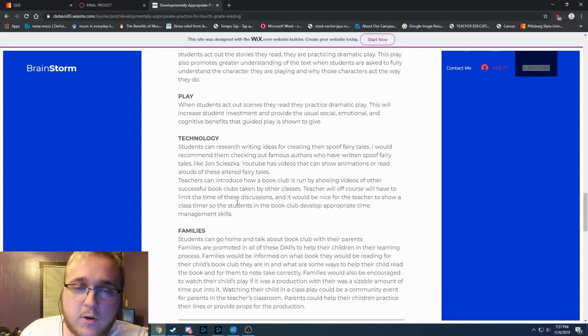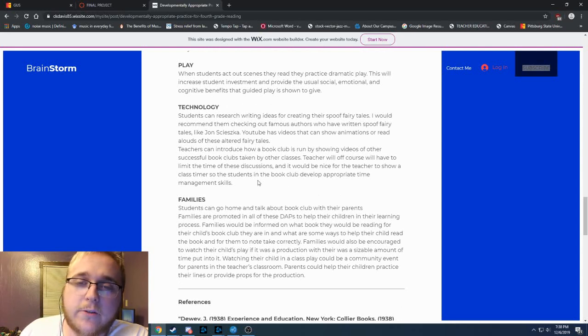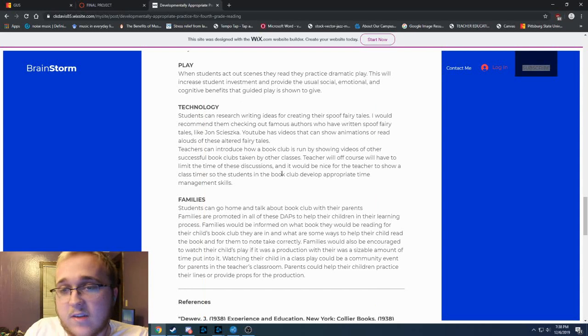Play is integrated in the reading practice with the use of dramatic play. This will help them develop emotional perspective and have fun doing it. Technology, there's a lot of resources. For example, when we're writing spoof fairy tales, there's a lot of flipped perspectives. I like the author Jon Scieszka. He did one over the 3 Little Pigs, but from the wolf's perspective. There's a lot of other YouTube videos that have animations that show those flipped fairy tales, or just even the regular ones. Tons of different videos reading a wide variety of literature.